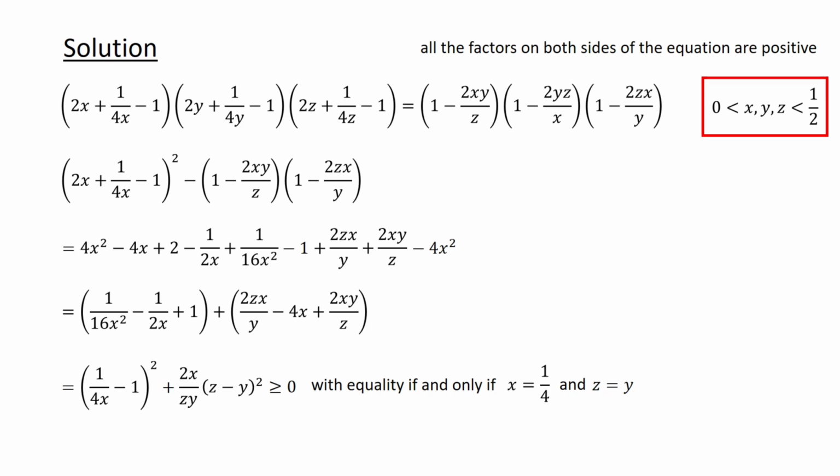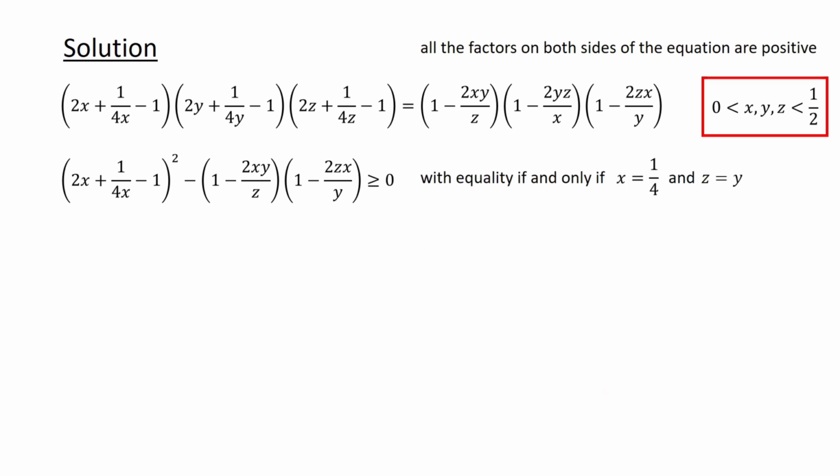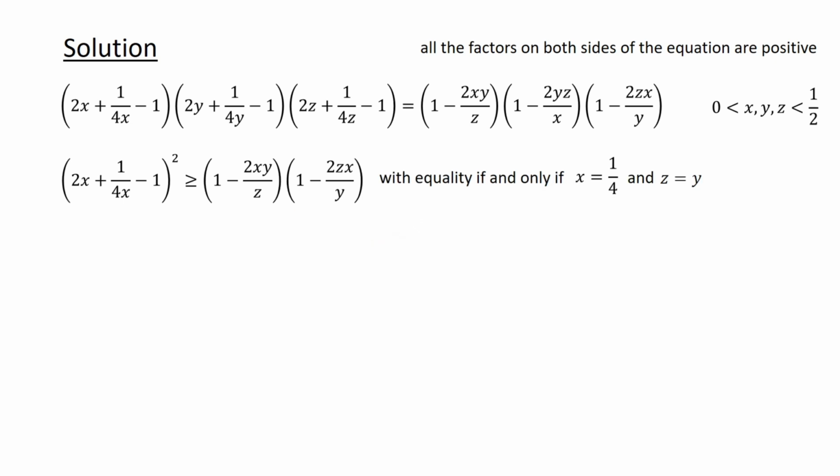Therefore, to summarize, we have 2x plus 1 over 4x minus 1 whole square minus 1 minus 2xy over z times 1 minus 2zx over y is greater than or equal to 0, with equality if and only if x equals 1 over 4 and z equals y. By moving 1 minus 2xy over z times 1 minus 2zx over y to the other side, we obtain 2x plus 1 over 4x minus 1 whole square is greater than or equal to 1 minus 2xy over z times 1 minus 2zx over y, with equality if and only if x equals 1 over 4 and z equals y.